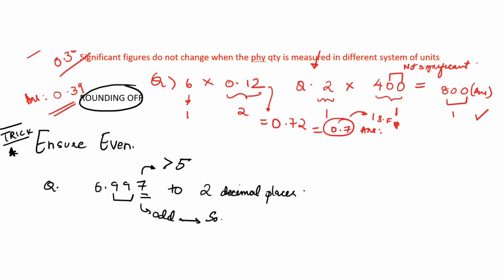If it's less than 5, no problem. Just leave it as that. You don't have to even look at the previous number. You can just chop off that number and that is the final answer you will get.